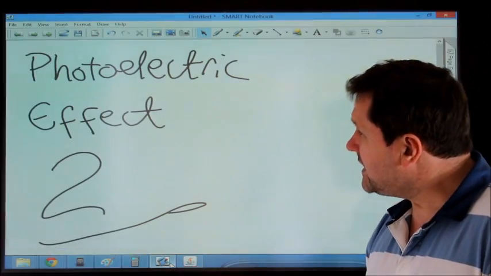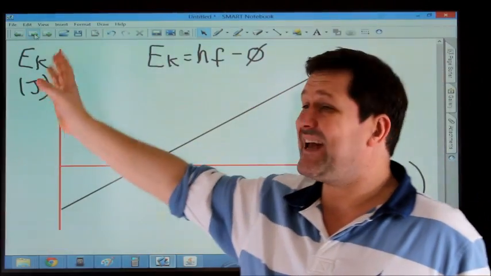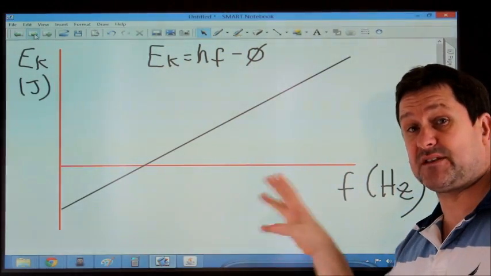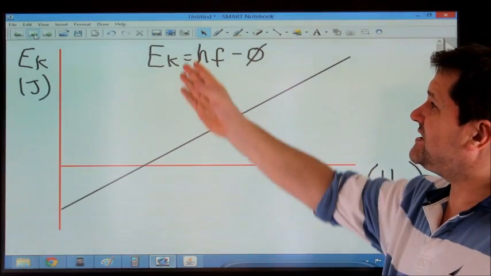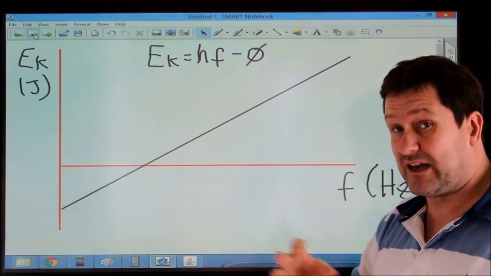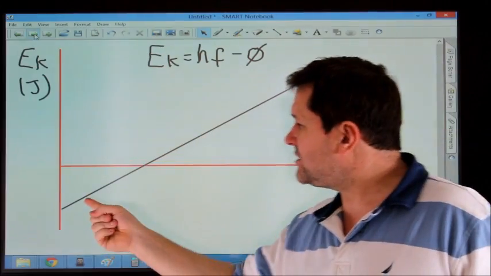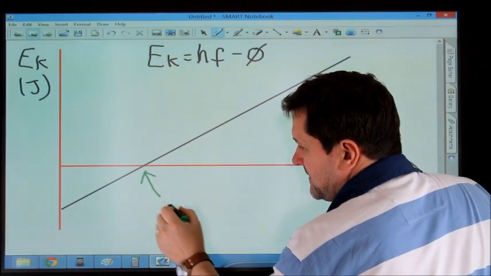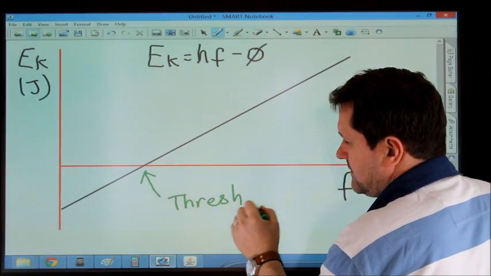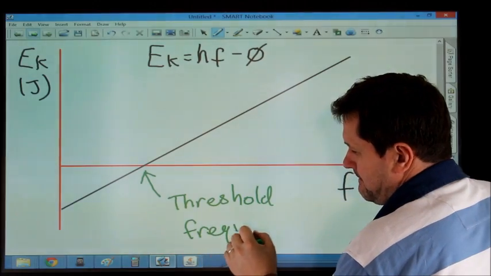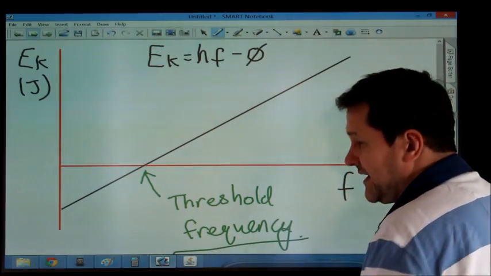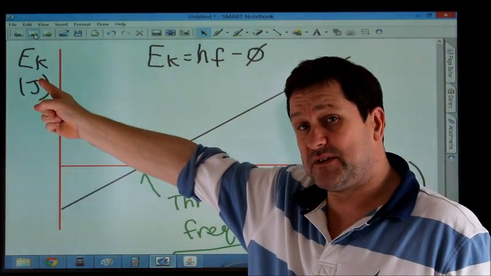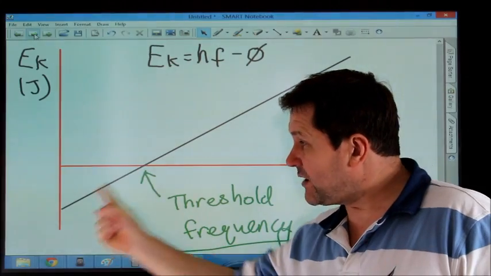Now then, if we were to plot a graph of the kinetic energy of the ejected electrons against the frequency of the light incident upon the surface of the metal, we know our equation is Ek is hf minus phi. We showed that last time. If we plot the graph, our results would look something like this. We know this point here is the threshold frequency. It is the point at which, when we reach it, we begin to get electrons given off from the surface of the metal. Before that point, we don't.